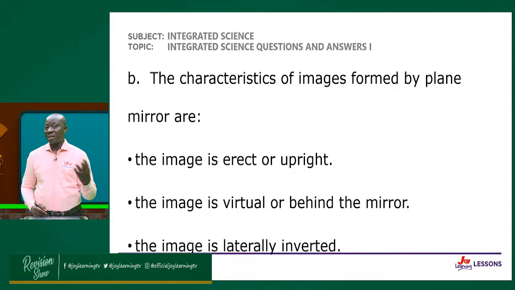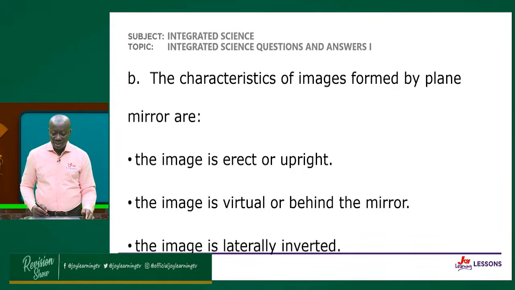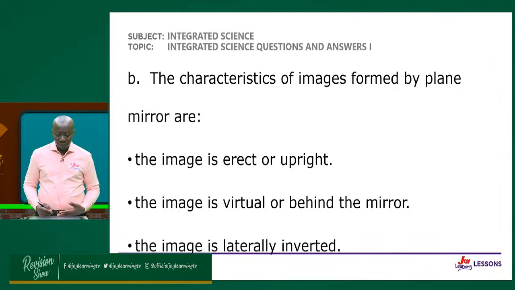The question says you should state three of them. So let's look at the characteristics of images formed by a plane mirror. The first one, we can say that the image is erect or upright. When you stand in front of a mirror, the way you stand is the same way your image is also standing. And the image is virtual or behind the mirror.